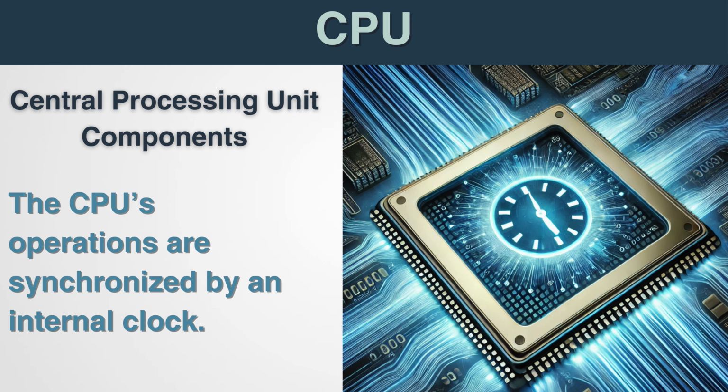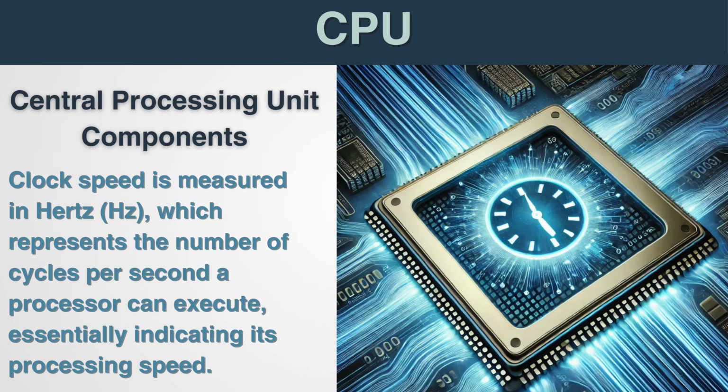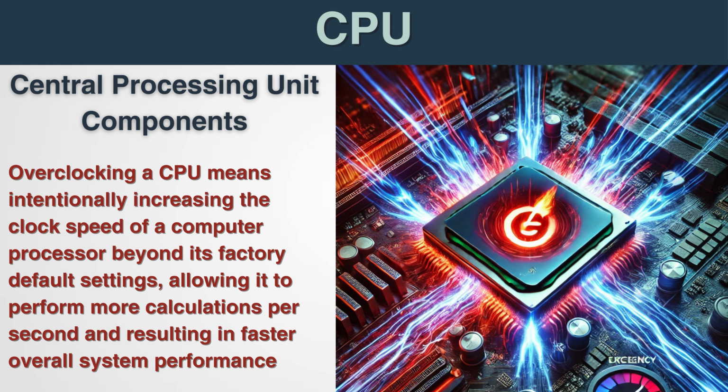The CPU's operations are synchronized by an internal clock. The clock speed, measured in hertz, you'll see it as Hz, determines how many instructions the CPU can process per second. A CPU with a clock speed of 3 GHz can theoretically perform 3 billion cycles per second. You'll hear of clocking in gaming a lot of times as they're trying to improve their gaming performance by overclocking a computer.